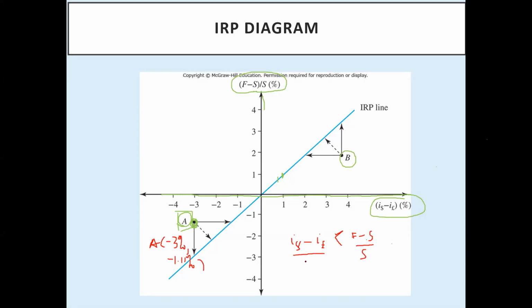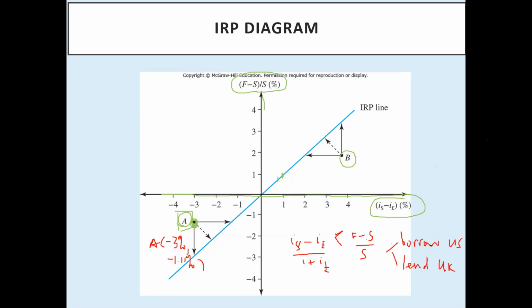I'm just going to write it here like this. So if we rearrange the equation, we will find that in this case, it looks like the pound is overvalued relative to the USD, and therefore one way to arbitrage in this case is for us to borrow in the US and lend to the UK. Okay.